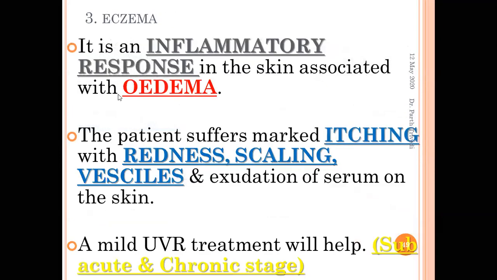Third one is eczema. The only difference between eczema and psoriasis is your silvery scales. It is again an inflammatory response. It is generally associated with edema, itching, redness, scaling, and vesicles. Okay. So in subacute and chronic stages, mild UVR is given.